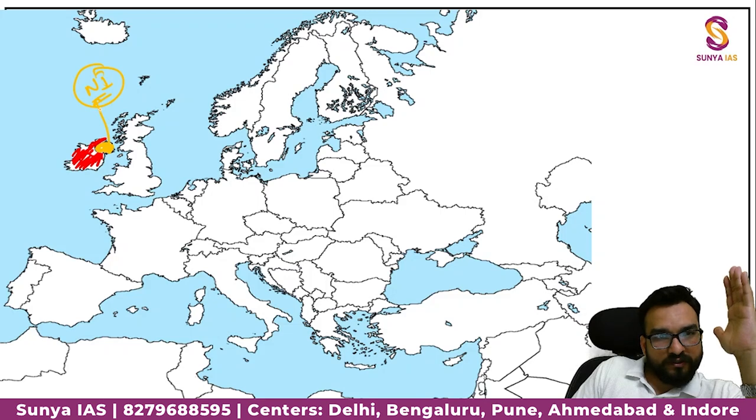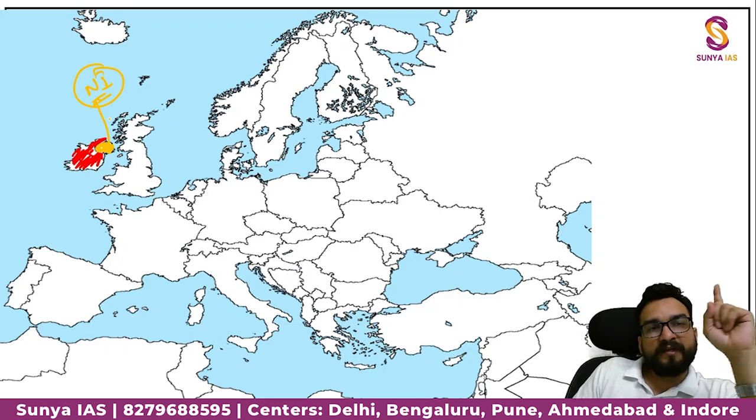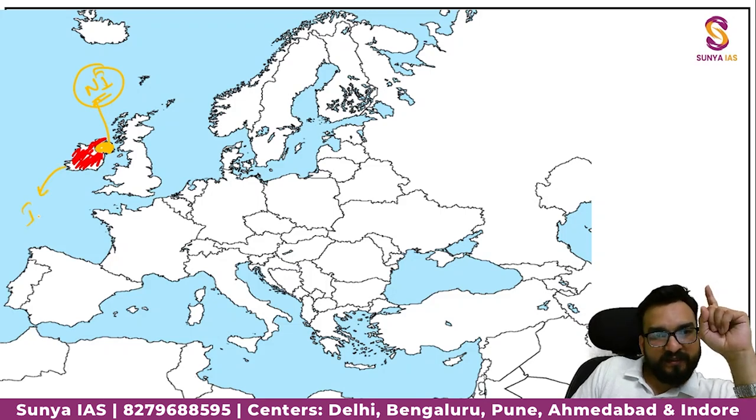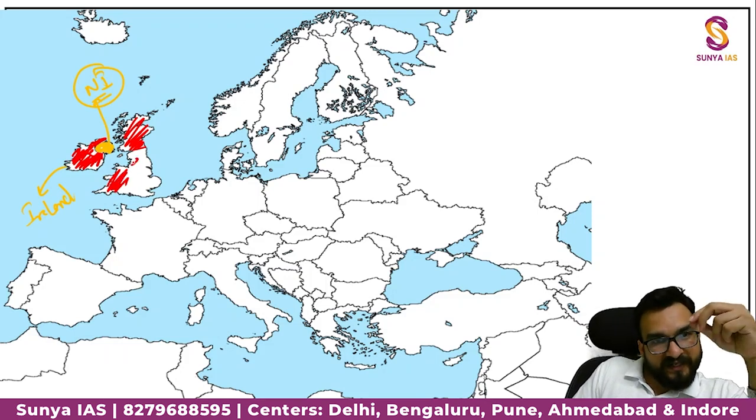Understanding, guys, or not? Now, Northern Ireland is not a separate country. This Ireland is a separate country, but this Northern Ireland is a part of UK, United Kingdom. But what is United Kingdom? United Kingdom is uniting certain territories like Scotland, Wales, and England over here.